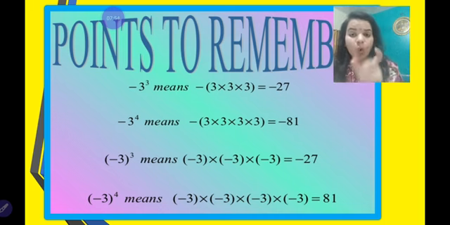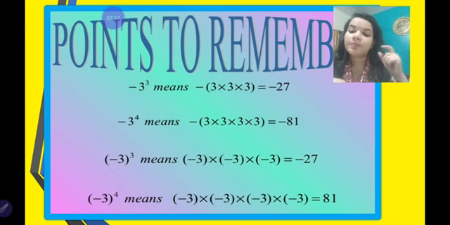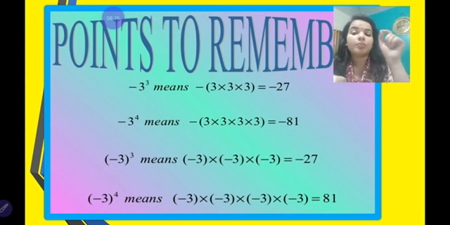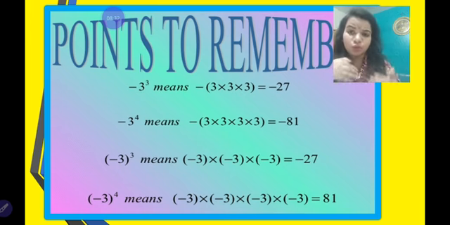Children, remember one thing. Whenever you get this whole negative term, clear? So if your power is odd, your answer will be negative. If your power is even, your answer will always be positive. This will be only in case when you have whole raised to some power, like (minus 2) whole to the power 2. If the power is even, your answer will be positive. If you have (minus 2) whole raised to the power 3, if your power is odd, then your answer will be negative. These things, children, you will get to know when you solve further questions in this chapter.